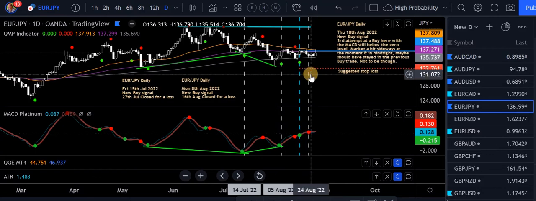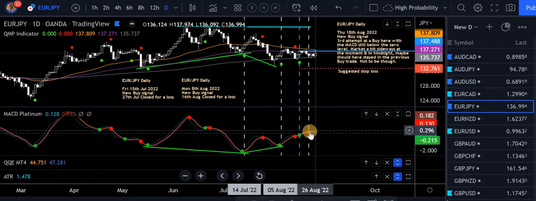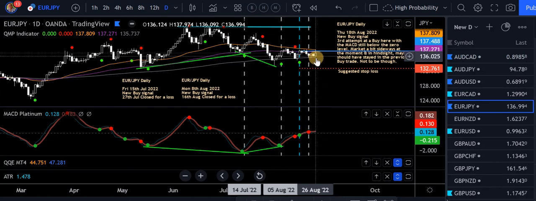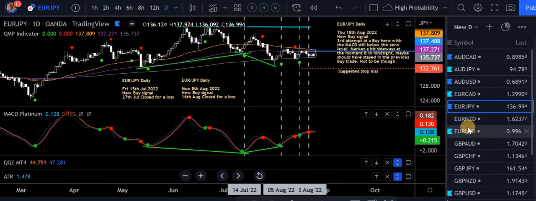Went against me. We've got a MACD platinum through the 0 level. Got a red dot on the MACD platinum, but we're just above the 0 level. And Friday sort of popped up towards my entry. It stops down here, so we'll just get a few days to see how we go here.